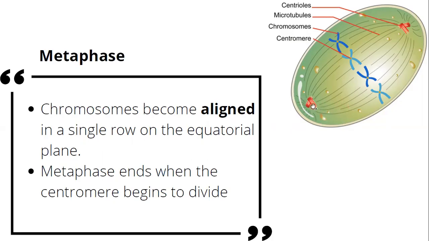You can see the red colored things here at the two poles. They are the centrioles, and they form the spindle fibers, which provide a plane for our chromosomes or sister chromatids to line up. Okay, so the important words are line up or aligned in metaphase. And then metaphase is going to end when the centromeres begin to divide. Later in the next phase, which is anaphase, the sister chromatids are going to divide at the centromeres. Okay, I will show you later. But remember that metaphase, the second phase, the important word is align.